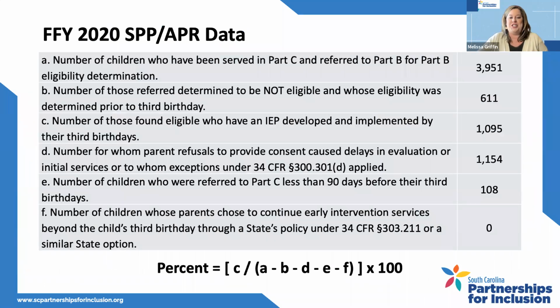So let's try it out. Here is the actual South Carolina SPP APR data for indicator 12 in 2020. So I'm going to give you just a couple minutes here. Take a minute, use the equation that we discussed to figure out South Carolina's percentage for meeting the indicator. And once you have your answer, just jot it down and we'll see if you got it correct.